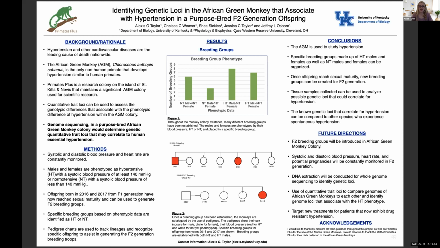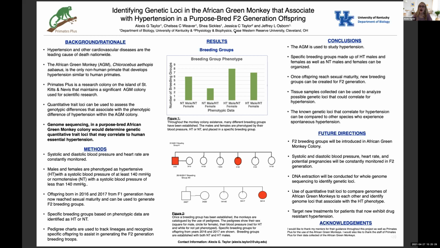And so we also do this work in conjunction with Primates Plus, which is a research colony down in the island of St. Kitts and Nevis in the Caribbean that maintains a significant African green monkey colony used for scientific research. We're one of the only ones in the world and one of the biggest at that. So we're very proud about that. And so the main goal of my research is, by using genome sequencing in a purpose-bred African green monkey colony, we can determine genetic quantitative trait loci that may correlate to human essential hypertension.